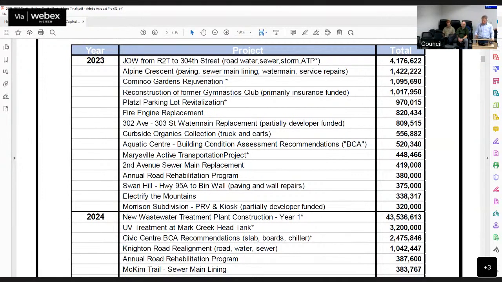Again, the biggest project on this list is the wastewater treatment plant. We did receive approval for the borrowing portion of that project, as I think most people are aware, through the referendum letter of assent process, which was held in conjunction with the elections this year. So the grant portion is the next hurdle that we're waiting on.